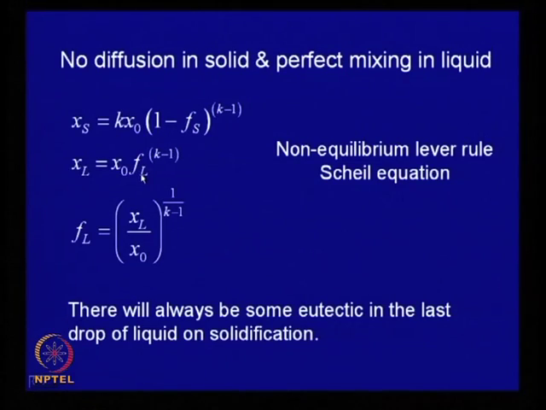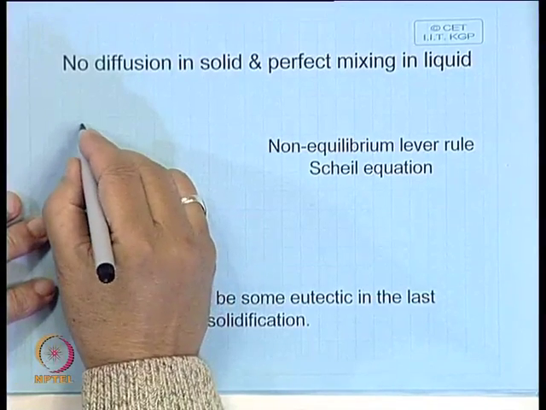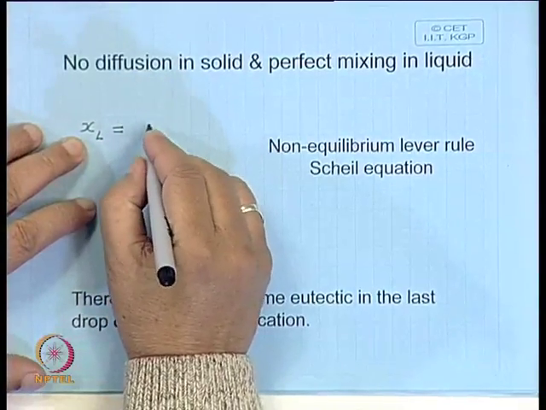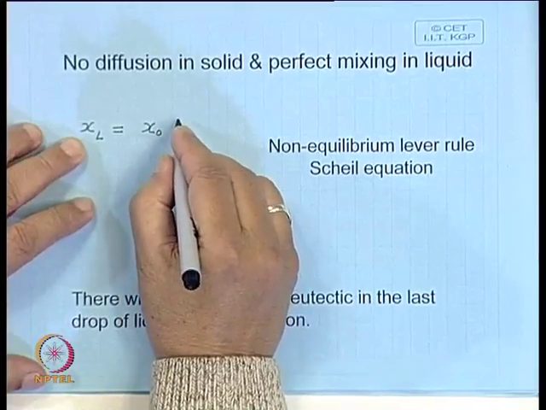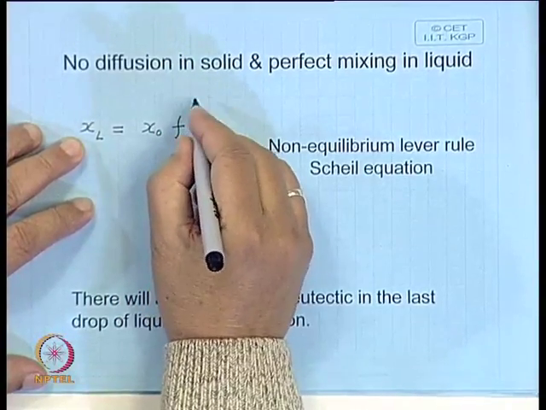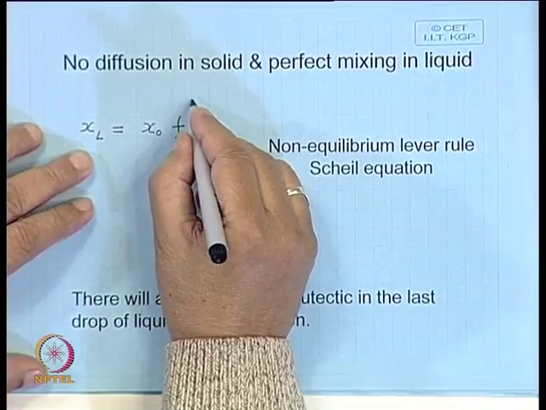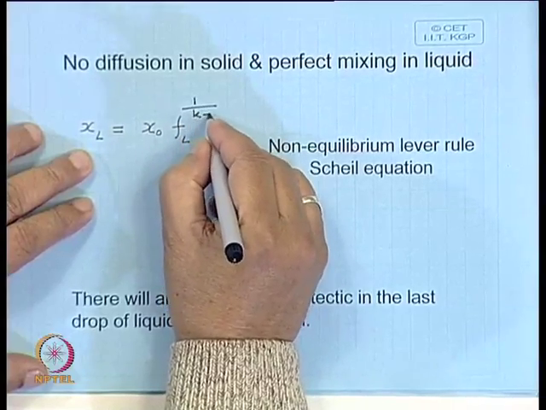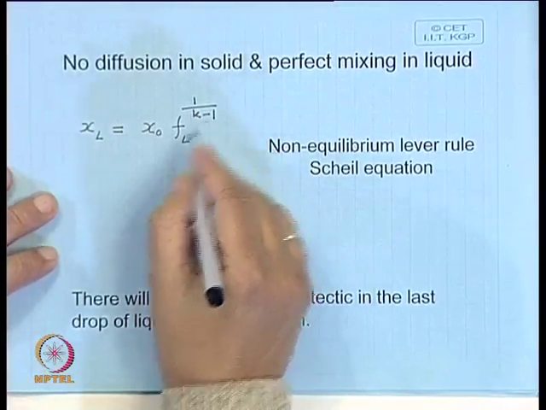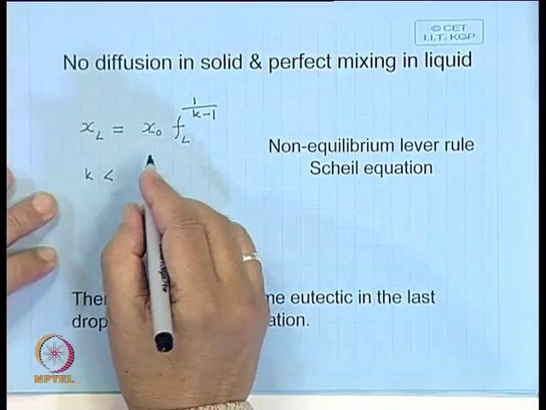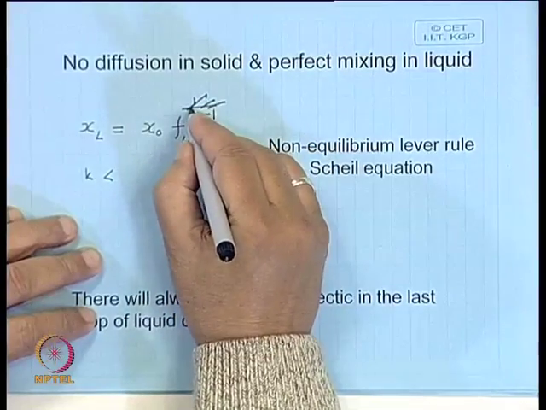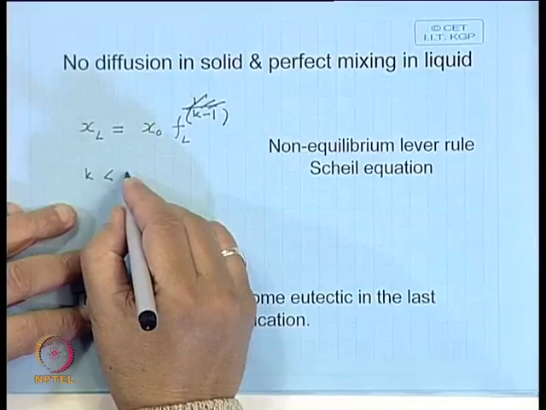So, if you look at this expression a little critically, what it shows is that the concentration x L is equal to the initial concentration times the fraction liquid to the power k minus 1. Now, k is less than 1.